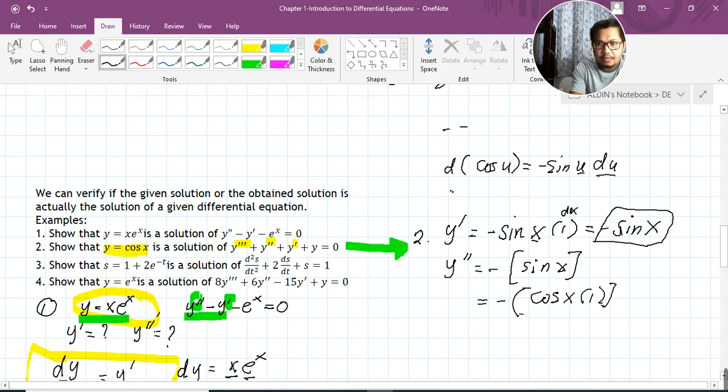Sulat ko dito yung formula. The derivative of sine of u is equals to cosine of u, then the derivative of u. Ito, diba? So, derivative of sine of x is equals to cosine of x times the derivative of x is equals to 1. Or this is simply equals to, simplifying this, minus cosine of x. Ito yung second derivative mo. Okay? Next, diba?